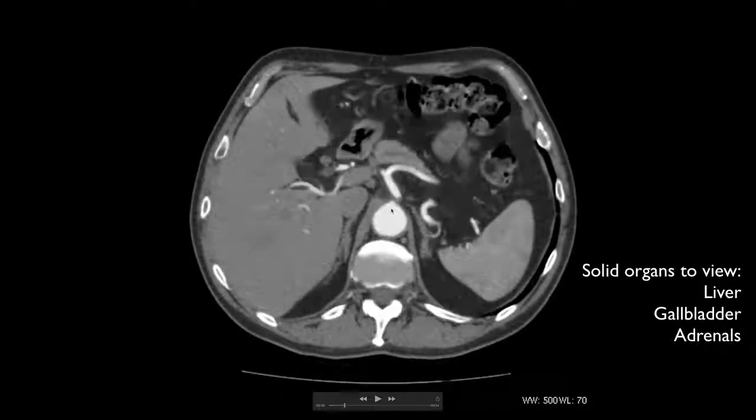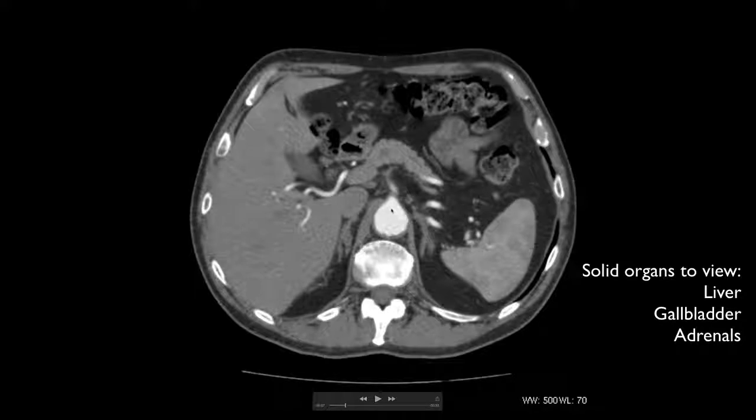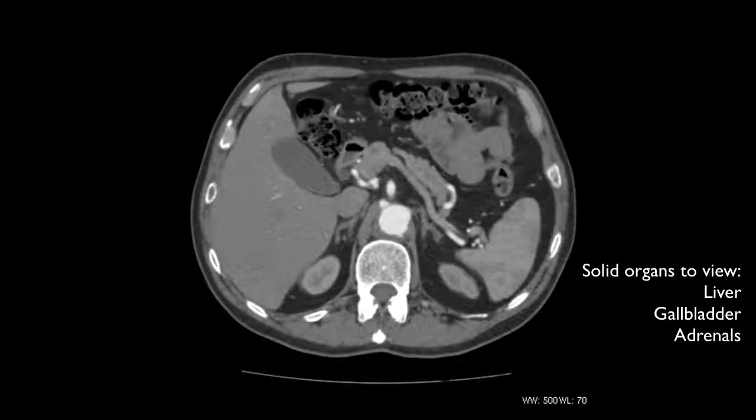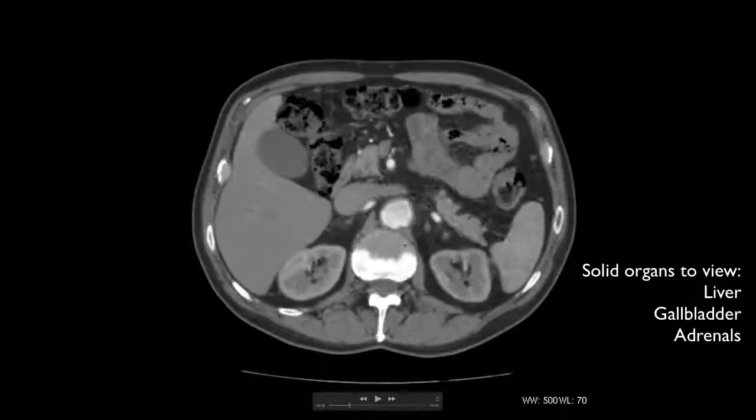And a lot of radiology, as you know, is pattern recognition. It's just a matter of looking at lots and lots of scans, and you'll get your eye in as to what's normal and abnormal. So these are normal adrenals.